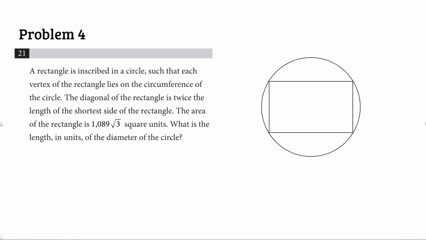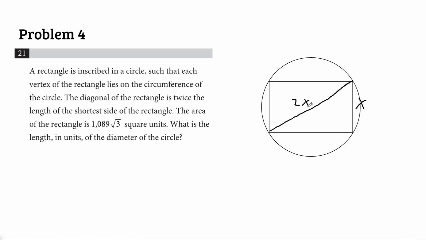So first of all, the diameter of the circle is going to be the same as the diagonal of the rectangle. So let's draw out that diagonal here. So we have the diagonal, and we're told that the diagonal is twice the length of the shortest side of the rectangle. So if I call the shortest side of the rectangle x, the diagonal is going to be 2x. Now you might recognize from our previous problem that the missing side here is actually going to be x root 3 because this is actually going to be a 30, 60, 90 triangle.